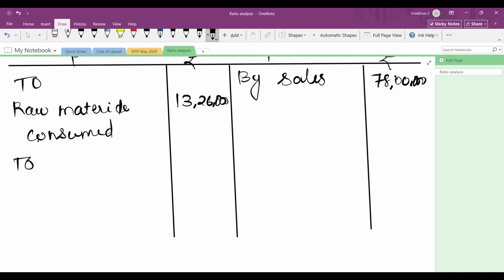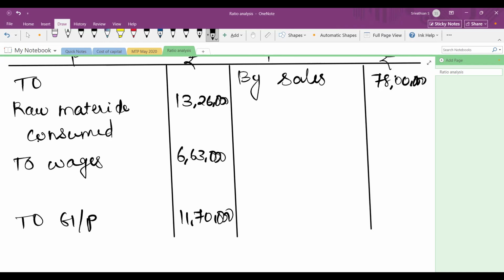Then what else do we have? To wages. What is the amount of wages? 6 lakh 63,000. Then anything else that will come on the debit side? Gross profit, how much? 11 lakh 70,000. Now on the credit side, what will come? Sales is already written. Apart from sales, nothing will come. Why? Because we are assuming opening stock of finished goods and closing stock of finished goods are the same. So it will cancel out each other. Net effect is zero. I hope you are understanding the point. Now you understood, right? Why we are not writing opening and closing.